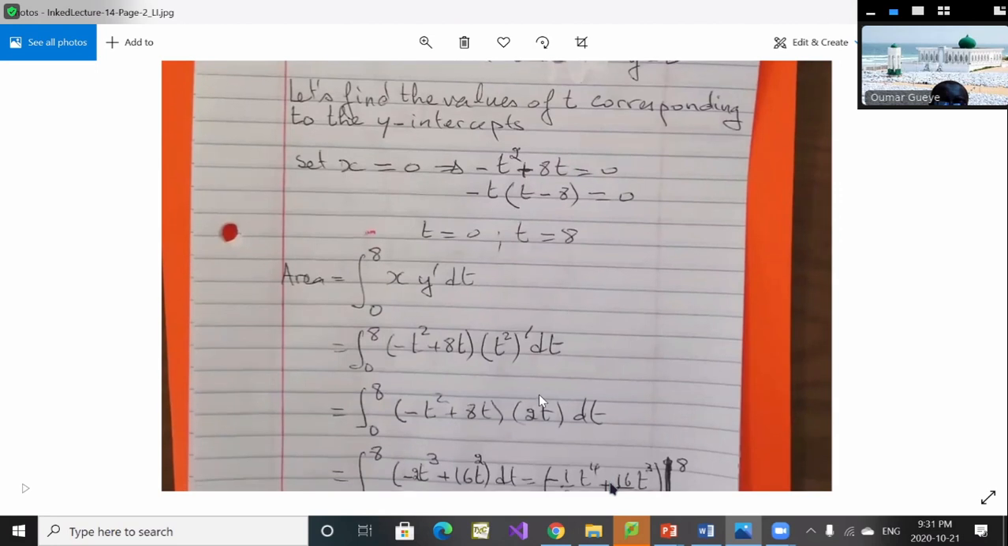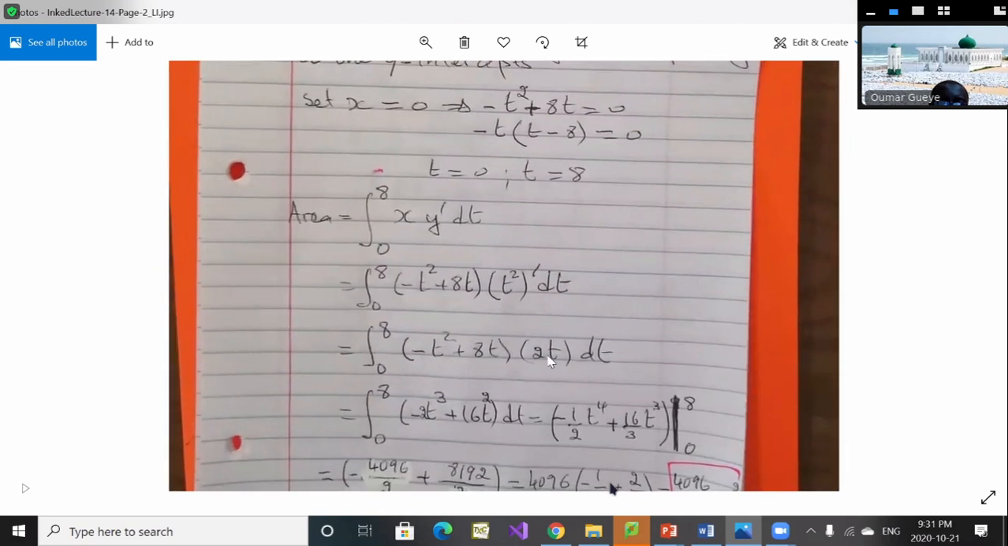Okay. Now when we expand it, we'll get 2t times negative t squared, which is negative 2t cubed, and 2t times 8t, which is 16t squared. And now we're ready to apply the power rule for integrals, or for antiderivatives. So when we apply it, we get negative t to the power 4 over 2 plus 16t cubed over 3.